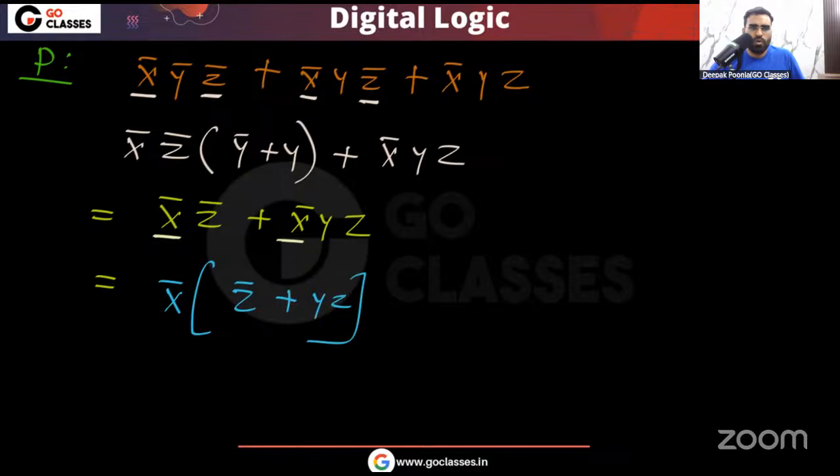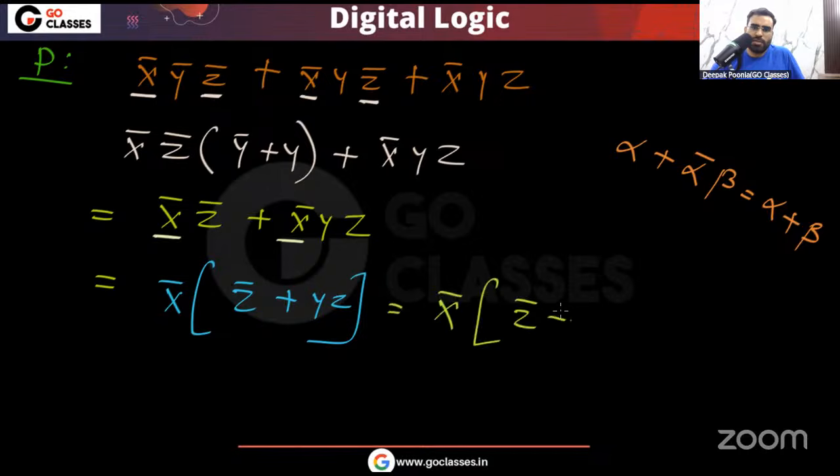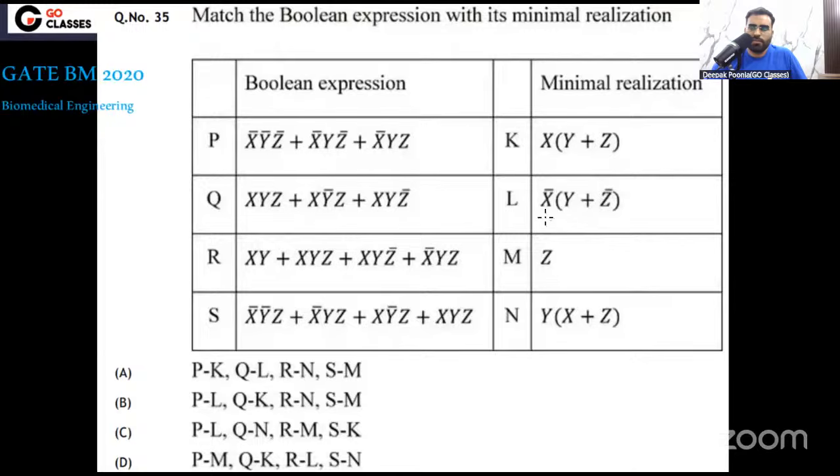Here you already know this property, that alpha or alpha bar beta, you can remove this alpha bar and it will be alpha or beta. Correct? Okay, so here you can see that this z bar is alpha. So here we have alpha bar, so this alpha bar you can remove, and here you will get x bar, and inside you will get z bar or y. So let's see, x bar, z bar or y.